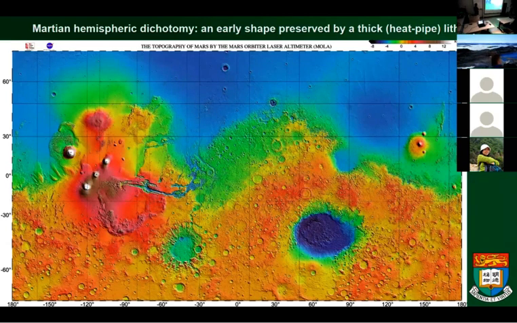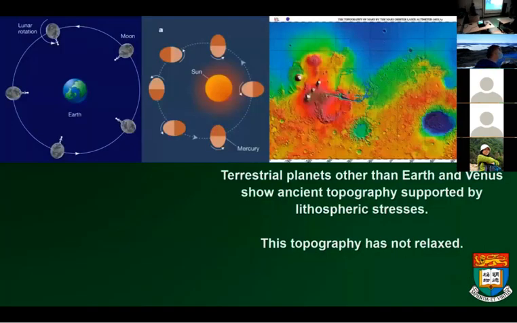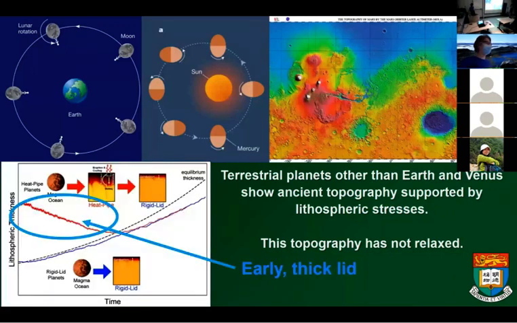So all of these terrestrial planets are showing ancient topography supported by lithospheric stresses. The fact that this topography has not relaxed suggests that you have had throughout the history of these planets a cold, thick, strong lithosphere to support it. So this is quite supportive of the idea that the early path was thick and never got all that thin and transferred into stagnant lid, as opposed to starting very thin, which couldn't support any of this topography, and then slowly thickening with time.